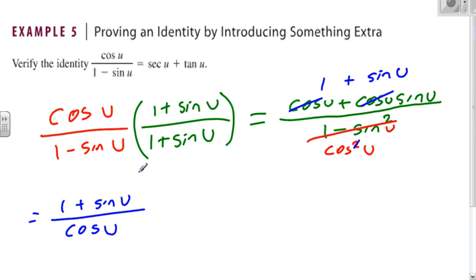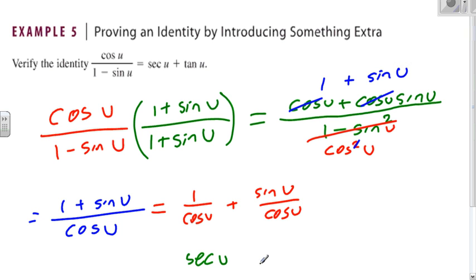Now we can take this fraction, and since it's addition on top, you can split it up to be 1 over cosine plus sine over cosine. And you should recognize 1 over cosine as secant, and sine over cosine as tangent. That's what we were supposed to show that it equaled. We just did. We're done.